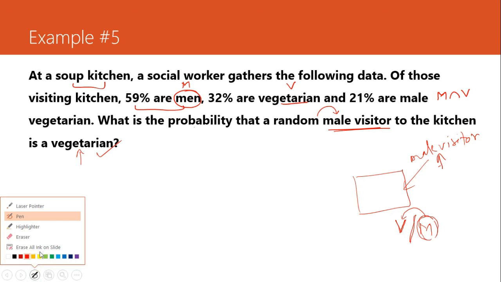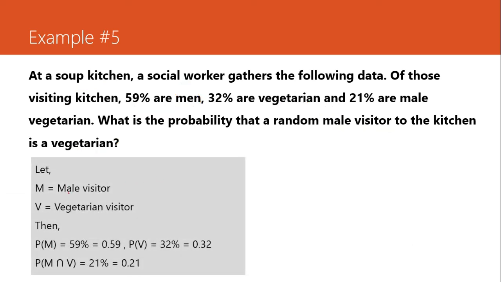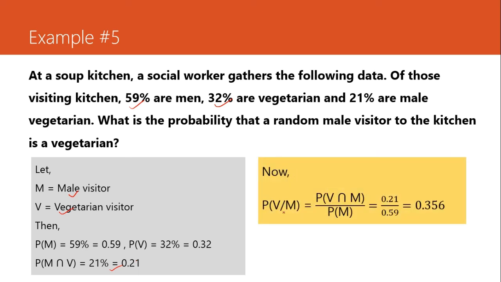So what is the first thing? The first thing is defining the symbols. So M means male visitor, V means vegetarian visitor, then we have PM 59%, it's given over here, and PV 32% over here, and 21% are both male and vegetarian. So PM intersection V is 21%. Next thing is we apply the formula V by M. So formula is this one. Substitute correct values from this one and get that answer.